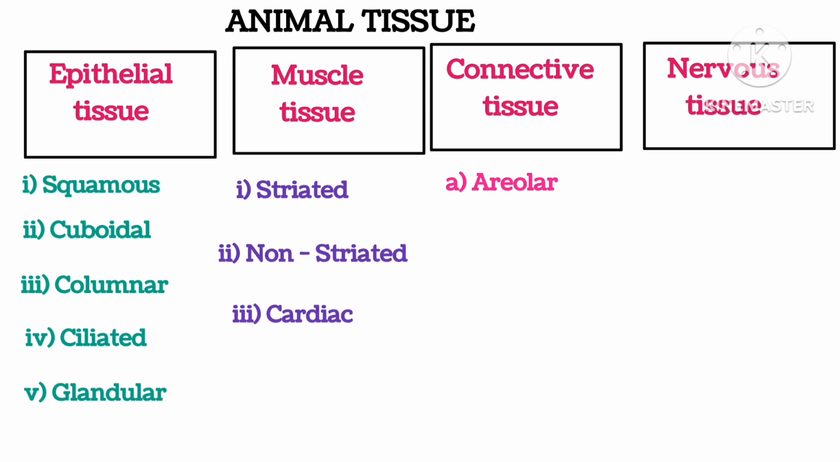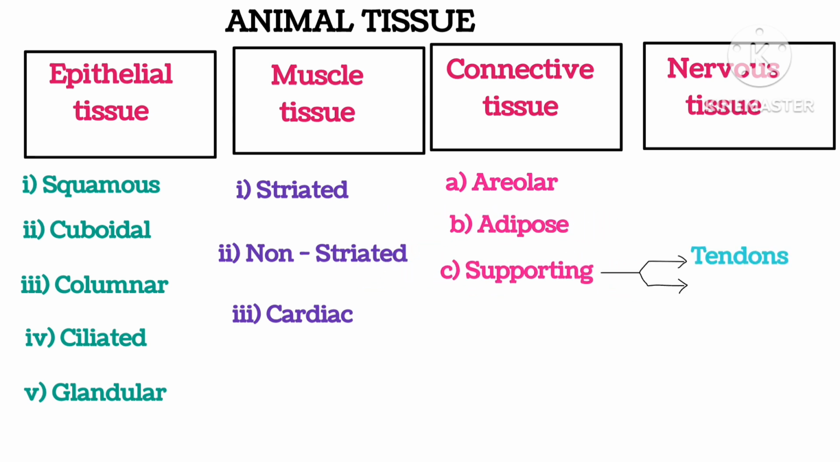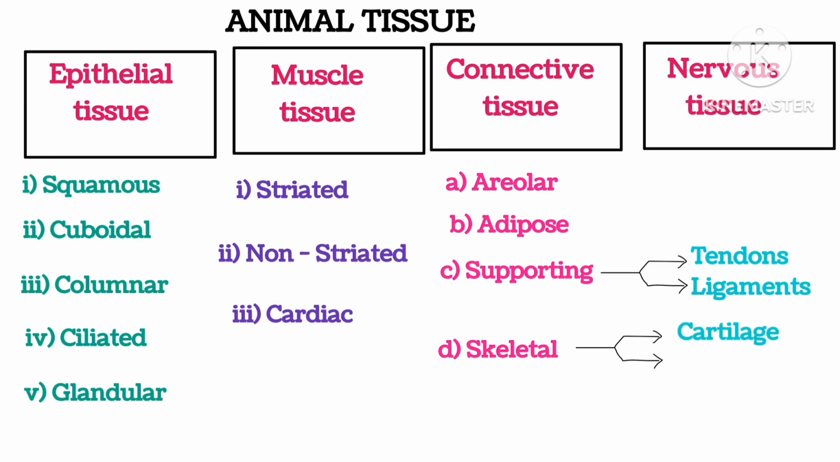Connective tissues are of areolar, adipose and supporting types. Supporting tissues have tendons and ligaments. Then skeletal tissues, in which we have cartilage and bones. Then fluid, which has blood and lymph.